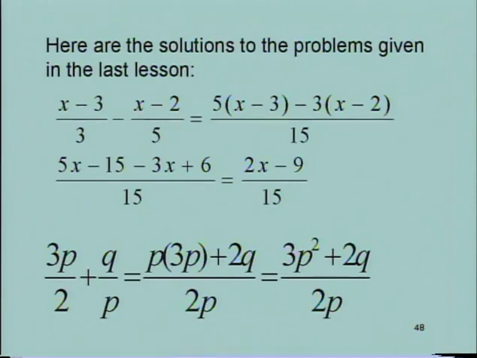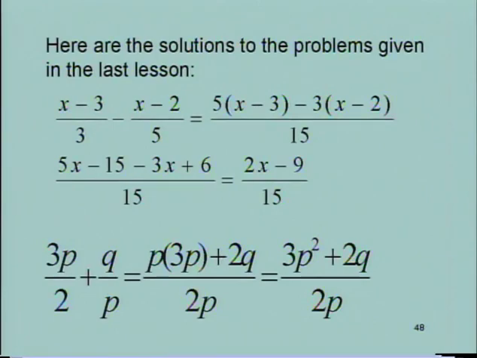Simplifying or clearing the brackets of the numerator, we will have 5x minus 15 minus 3x plus 6. And note the change of sign. A negative 3 times a negative 2 will give us positive 6. So all of that must be written over 15. And if we simplify the numerator, we will have 5x minus 3x will give us 2x, minus 15 plus 6 will give us minus 9, all that over 15. So when x minus 3 over 3 minus x minus 2 over 5 is simplified, we have that as 2x minus 9 over 15.